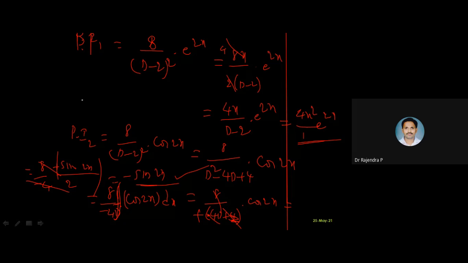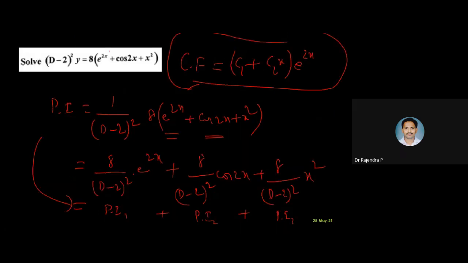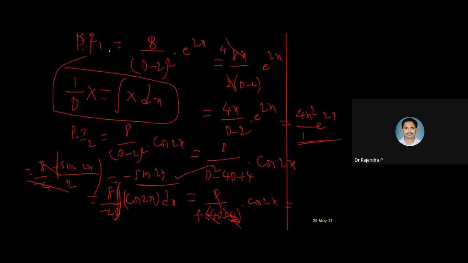Here what we have to remember, 1 by D of some function of x will be considered as integral of that function dx. This has to be remembered. So similarly, you do the other one also. I hope you know already that. What is that function? X square, very simple function. Can you do that? Okay. Yes or no? Yes, sir.